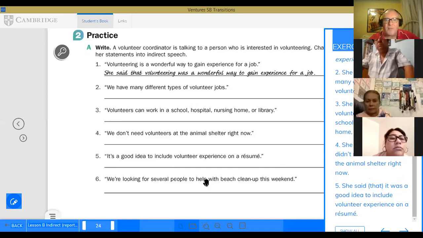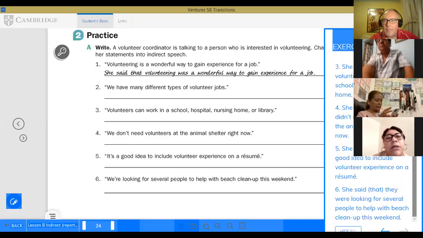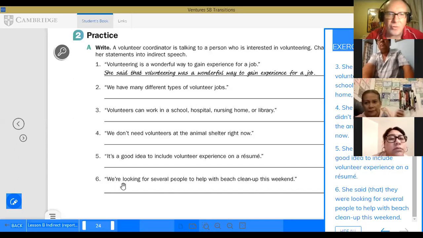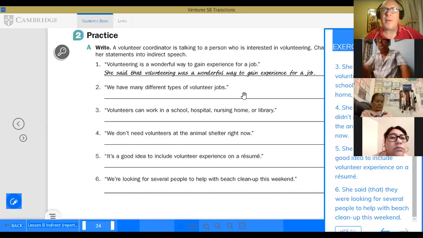And the last one: "We are looking for several people to help with the cleanup this weekend." Okay. She said that they were looking for several people to help with the beach cleanup this weekend. There we go. They were looking, right? Present continuous changes to past continuous. Could. Okay. No problem.